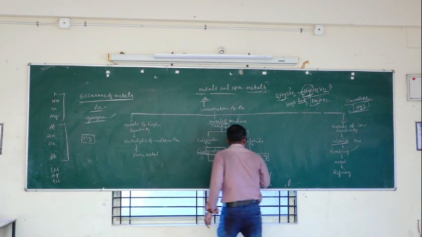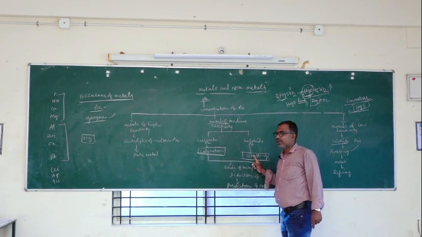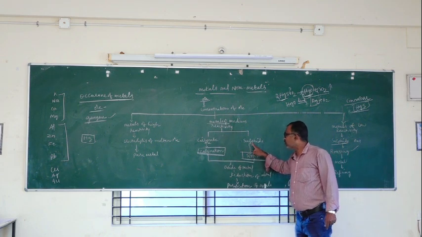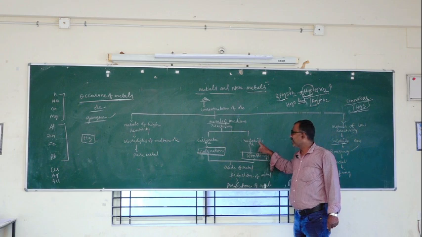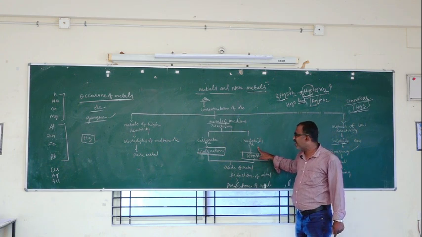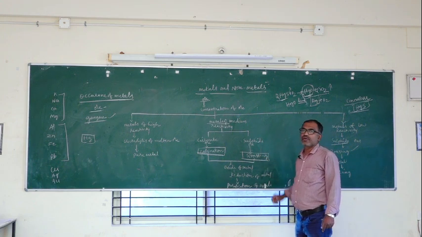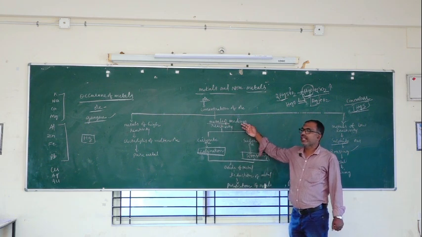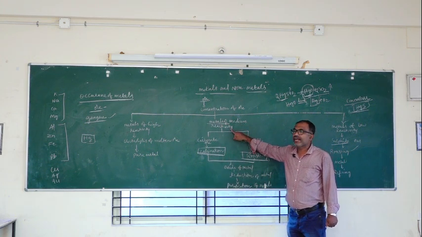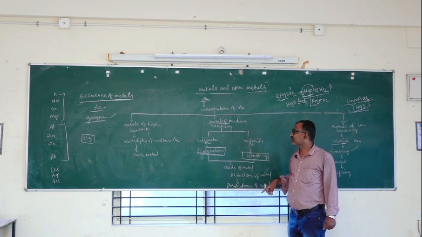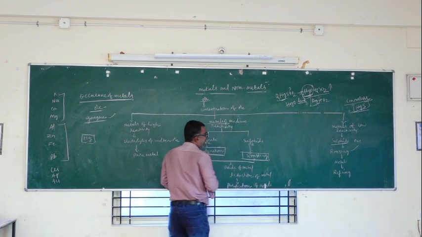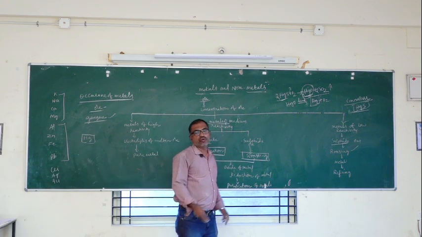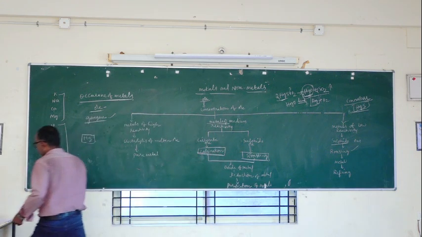Then, what is roasting? Roasting is the process in which sulfide ore is heated in the presence of excess air. By these two methods, we are going to extract the medium reactivity series metals. Here, let us take one example. First one, suppose it is a sulfide ore.